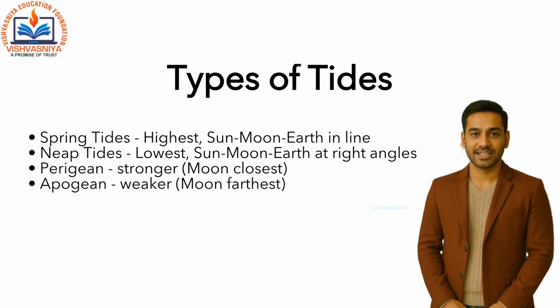Types of tides: spring tide, highest tides when the sun, moon, and earth are in line, full moon and new moon. Neap tide, lowest tides when sun and moon are at right angles, quarter moons. Perigee tides, stronger tides when the moon is closest to earth. Apogee tides, weaker tides when the moon is farthest.